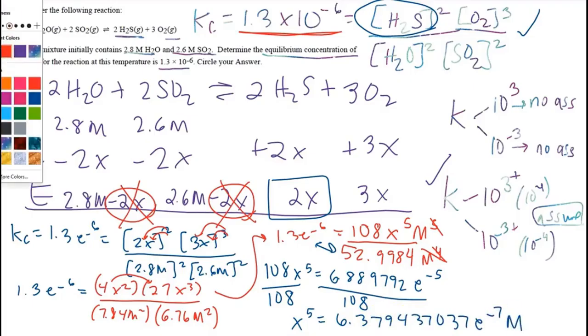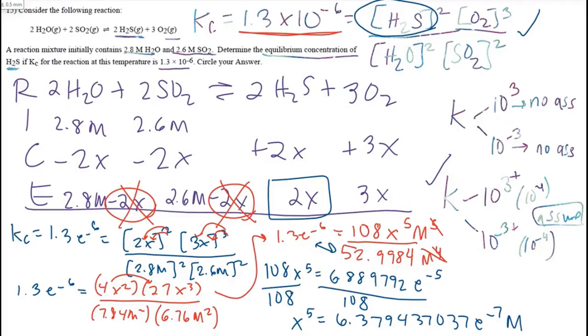Go ahead and get a different color here. All right, now we've gone down to here. What do we have to do to isolate x? We have to take the fifth root. So normally if we have x to the third, we are going to take the third root of each side, right?